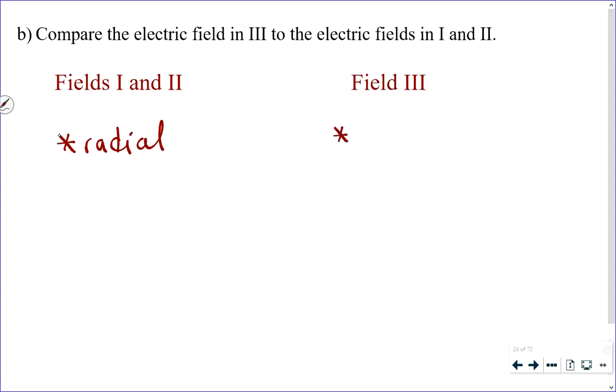The word we use that's kind of comparable to the word radial is uniform. Uniform means constant. I mean, when you talk about uniform motion, it's constant velocity. When you talk about uniform acceleration, it's constant acceleration. So a uniform field means it's a constant field everywhere in there.